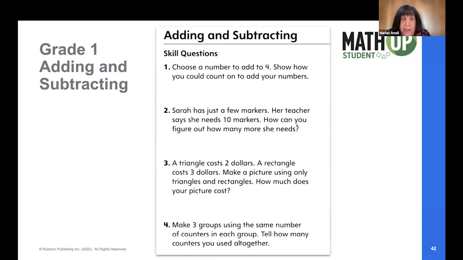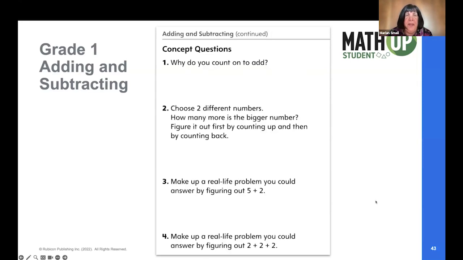Look at question 3. A triangle costs $2. A rectangle costs $3. Make a picture with triangles and rectangles and tell me how much it would cost. So they get to decide how many triangles and how many rectangles. Make 3 groups using the same number of counters in each group. Tell how many counters you used altogether.